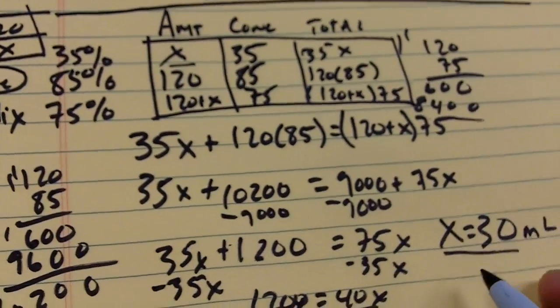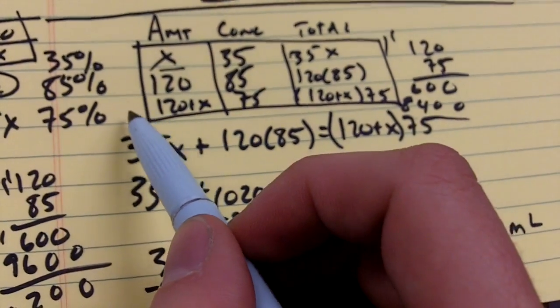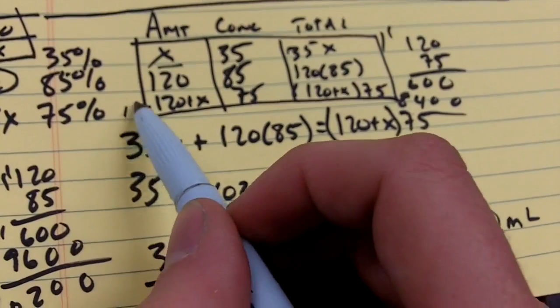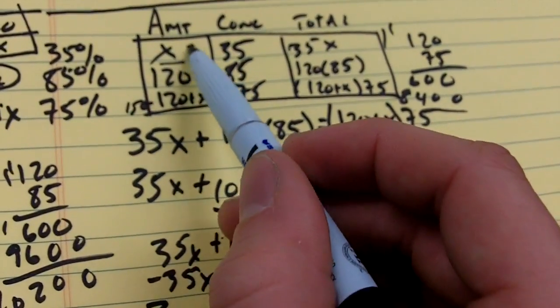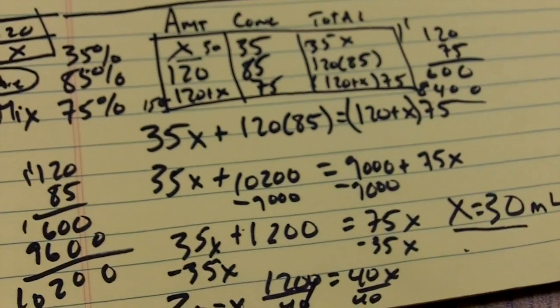It would just be 120 plus x. So this number, if you want to figure out this one, 120 plus x, would be 150. This one was 30, what we just found. 30 plus 120 is 150. And we've solved that one.